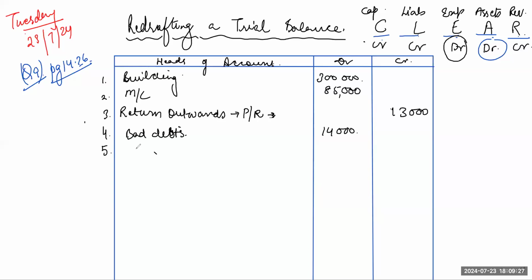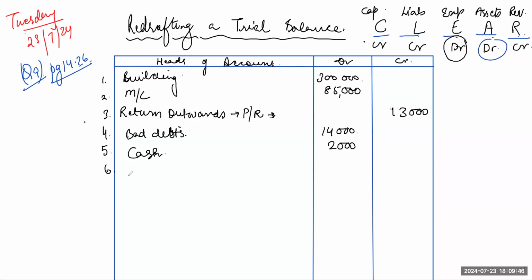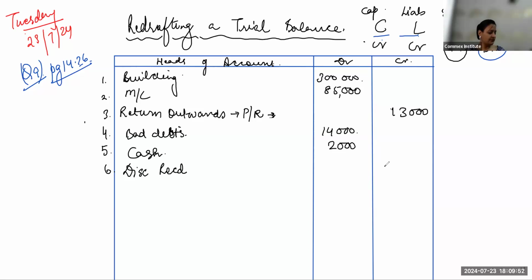Okay, fifth one is cash. Cash, Anushka, is an asset. Sixth. Continue from here. Aditya, next 4 accounts you have to tell me. Discount received, I guess, is revenue. Yes, so it'll have a credit balance.